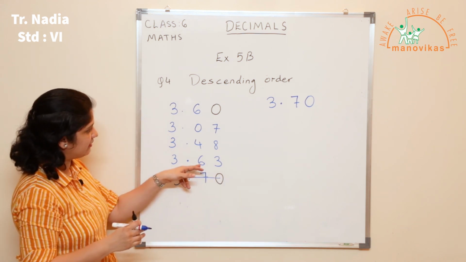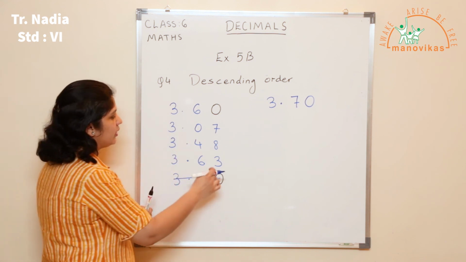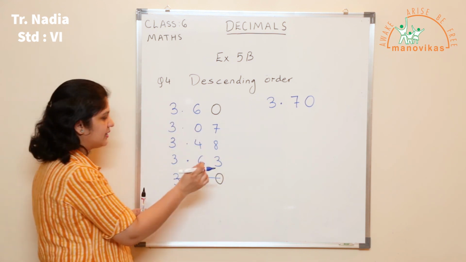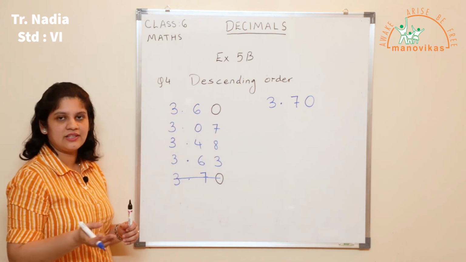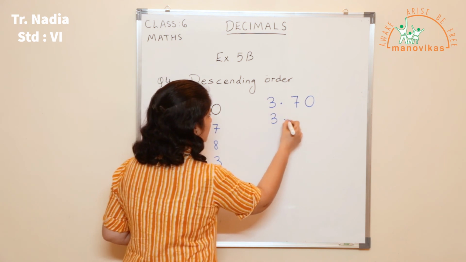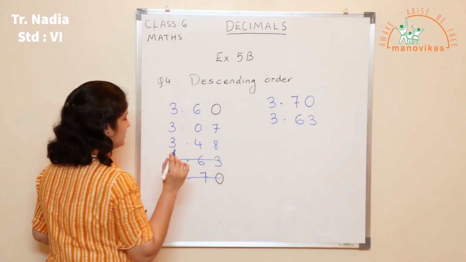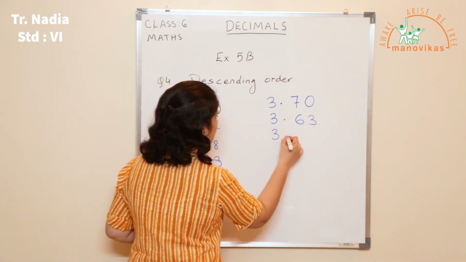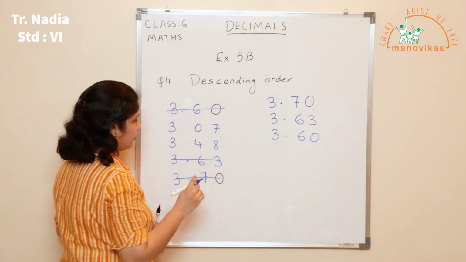After 7, next we have 6. But there are 2 6s in the tens place. Now we'll next move to the hundreds place. Here there is 3 and here there is 0. So obviously the number having 3 in the hundreds place is going to be bigger. So next will be 3.63. Strike off the 3.63. After that we have 3.60. So strike off the 3.60.